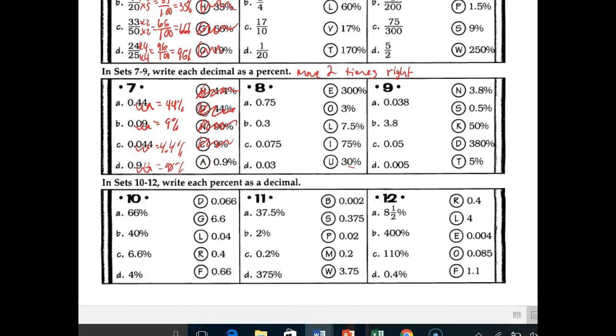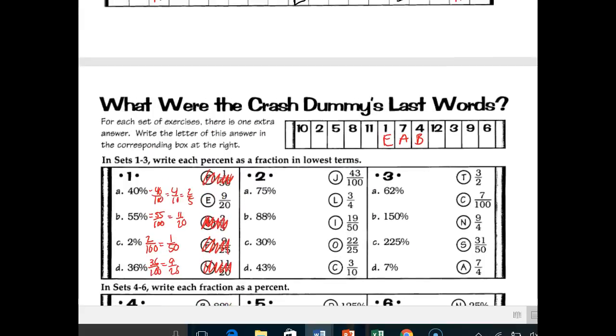All right. And the last one is the opposite, right? Write each percent as a decimal. So move 2 times left. So 66%, I'll say once, twice. That equals 0.66. See you later F. Once, twice. That equals 0.40 or just 0.4. See you later R. Start from the decimal on this one. Once, twice. That equals 0.066. So see you later D. And starting from the end, once, twice. That equals 0.04. So see you later L. So on 10, you would put G.